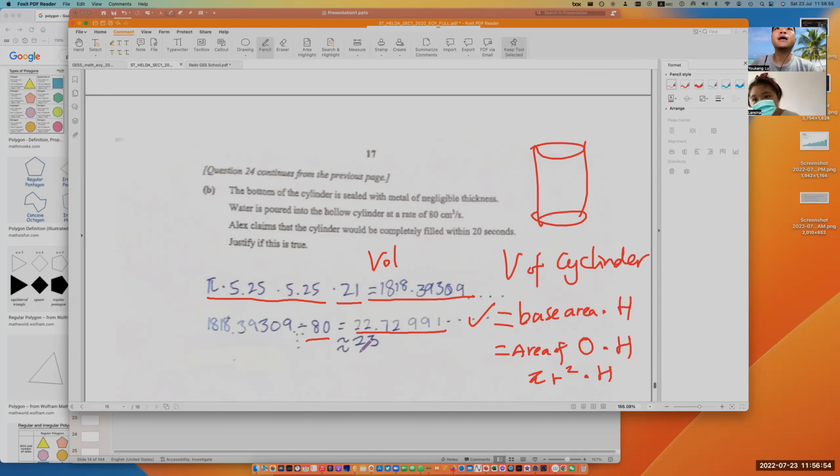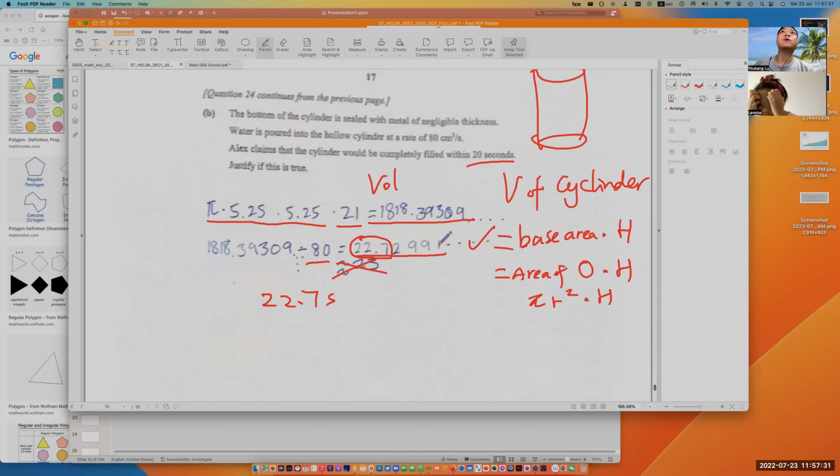Cannot, because it takes 23 seconds, at least 22.7 something seconds. So basically 20 seconds cannot. You don't need to round to justify the answer. So what you need to write is 20 cannot, because it takes at least 22.7 seconds. So 20 seconds definitely cannot. Okay, so that's how you justify.